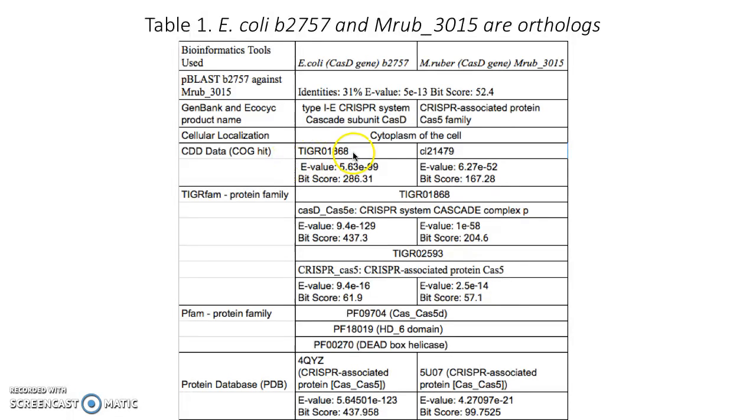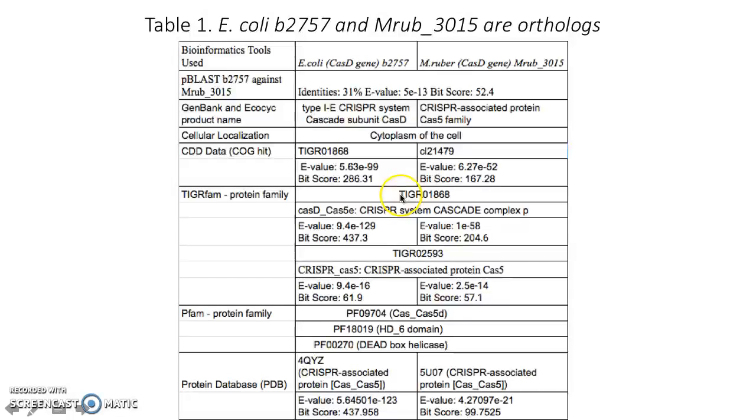The CDD or COG hits of these two were different. However, the E. coli COG hit, although pulling up this TIGRFAM number, it did pull up this same superfamily, which is the Cas5 superfamily with this tag number. However, it did not have an E-value or bit score. It was just an overview of the system for E. coli, so it was not added in this table.